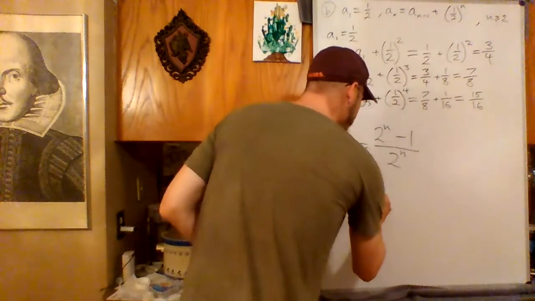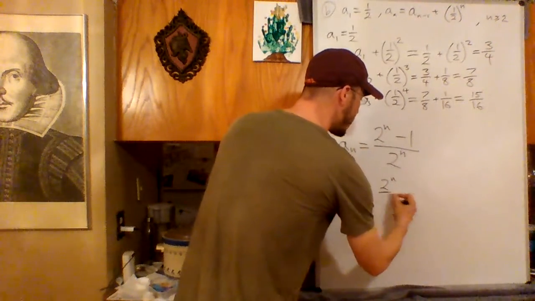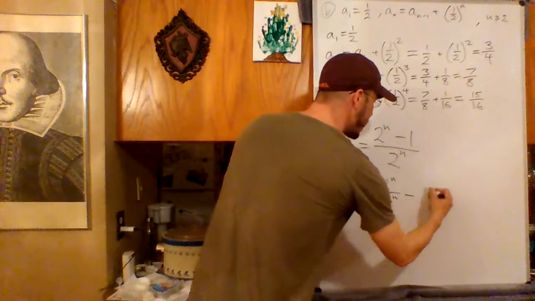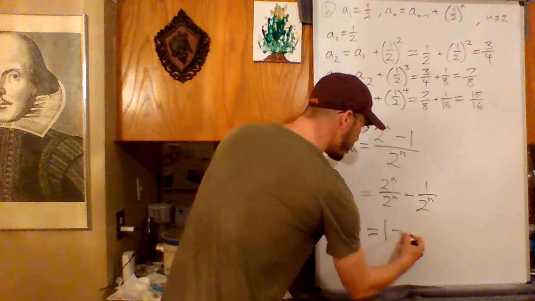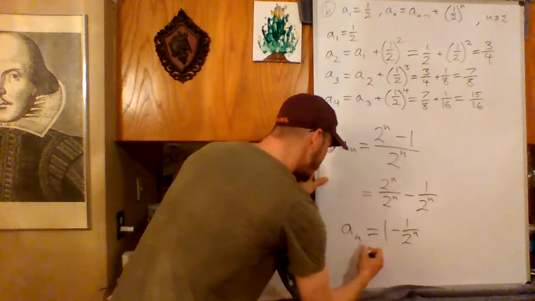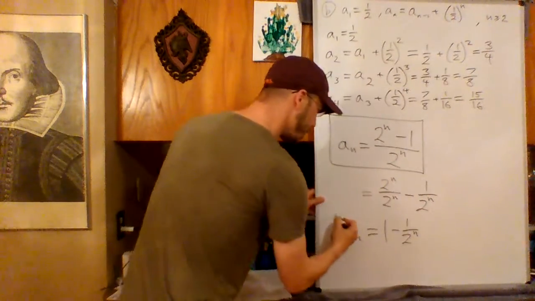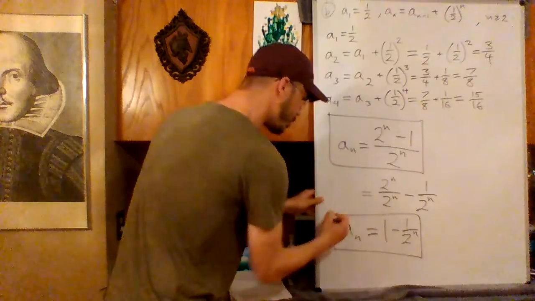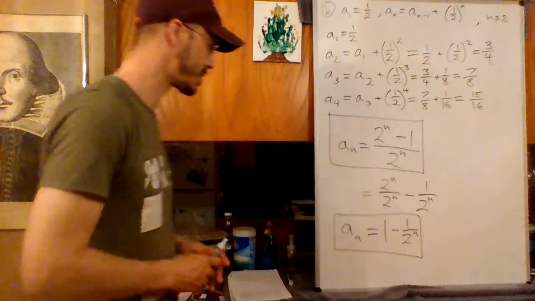There's another way we can write this formula, though. So this fraction we can write as 2 to the n over 2 to the n, minus 1 over 2 to the n. And that is 1 minus 1 over 2 to the n. And okay, so this is a good way to write it. But this is going to be an even more useful way to write it when we study limits of expressions like this.